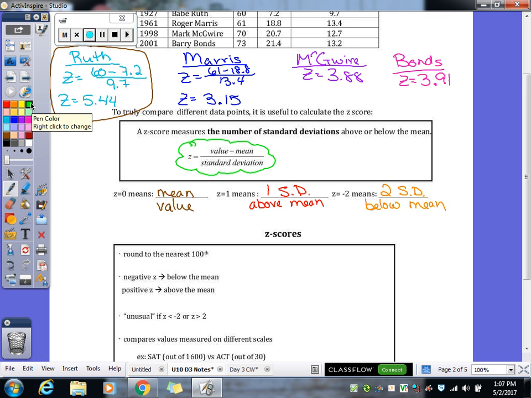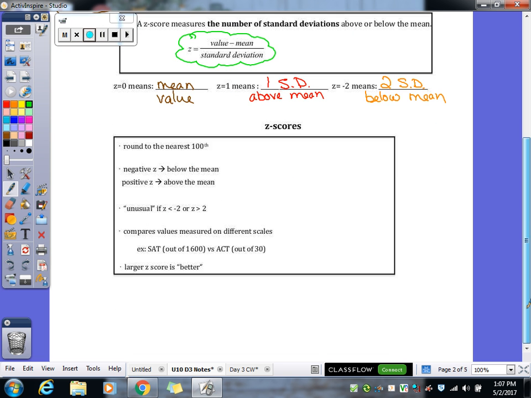So a few things for us to know about our z-scores. First off, you will always round them to the nearest hundredth. You're never going to round them to anything else. It's always going to be to the nearest hundredth. As we just said, a negative z-score is below the mean. Positive z-score means you're above the mean. An unusual value is a z-score of less than -2 or greater than +2.